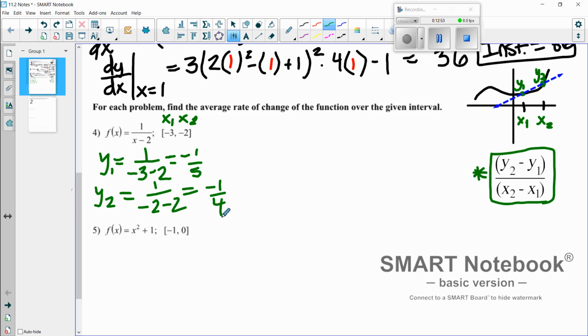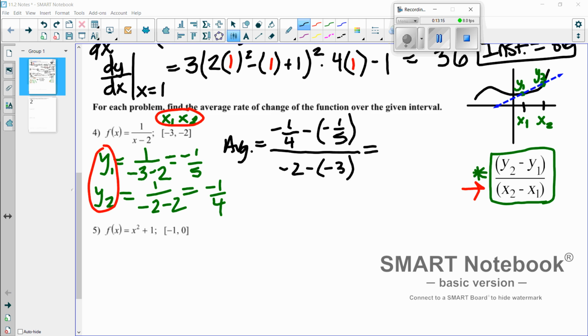Okay, so we have x1 and x2 and y1 and y2. Now let's just throw it into our slope formula to find the average rate of change of the function. So let's plug them in. So there's the setup. I just threw in y2 minus y1. Okay, check out this double negative here. So we are going to add those. And then down in the bottom, same deal. We have 2 negatives here for x2 minus x1.